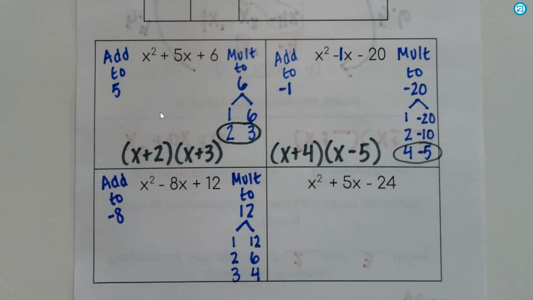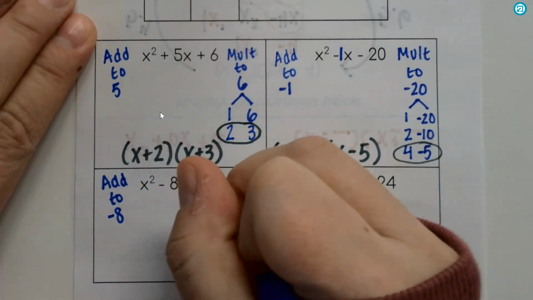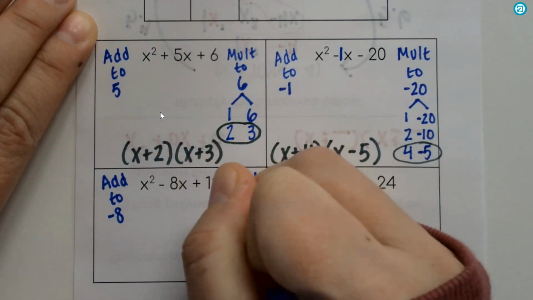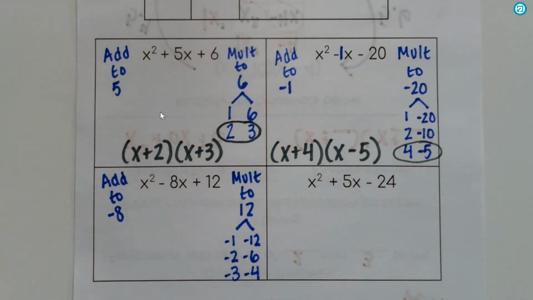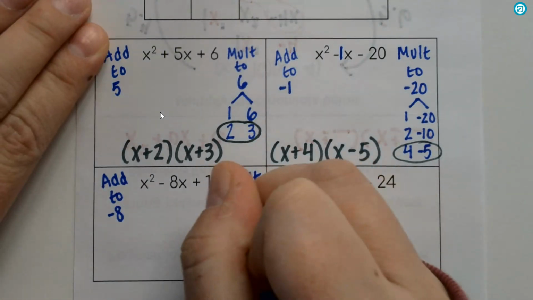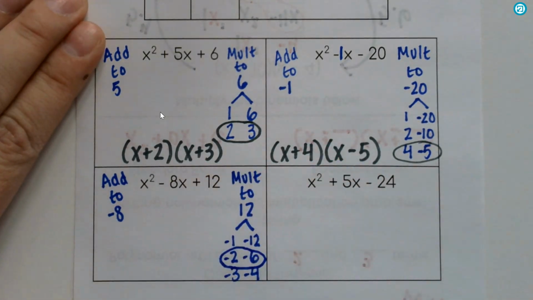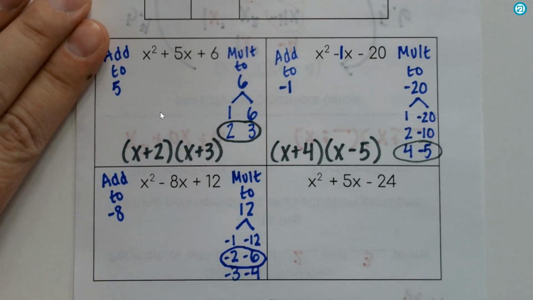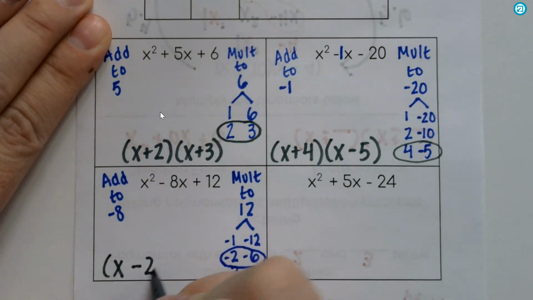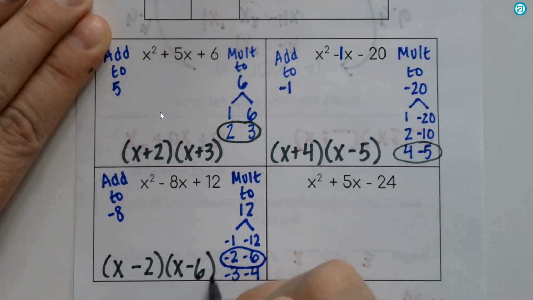Okay, I want to multiply to be a positive. How can I multiply to be a positive? Two options. Yeah, so we've already done two positives. Now we're doing two negatives. So make everybody here negative. I'm making all of my options negative. Okay, which ones of those add together to negative 8? Negative 2 and negative 6. Awesome. So that means our answer on this one is going to be x minus 2 and x minus 6.